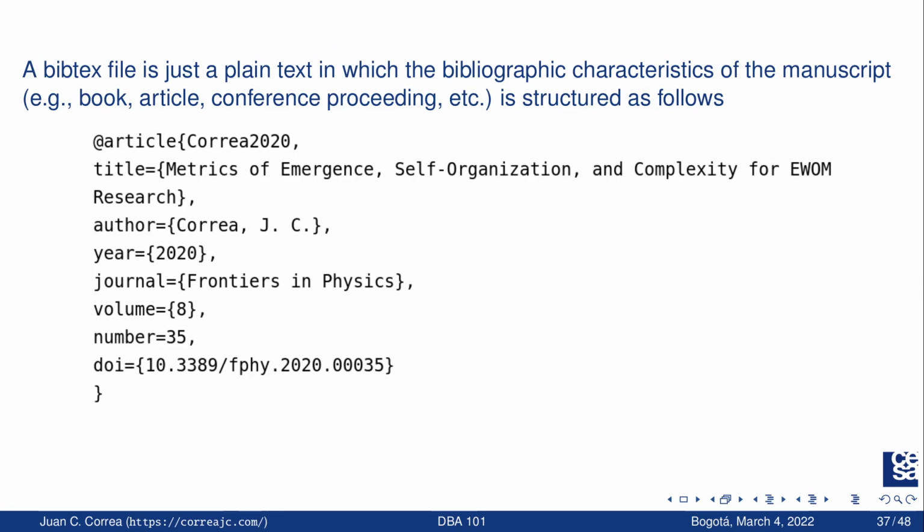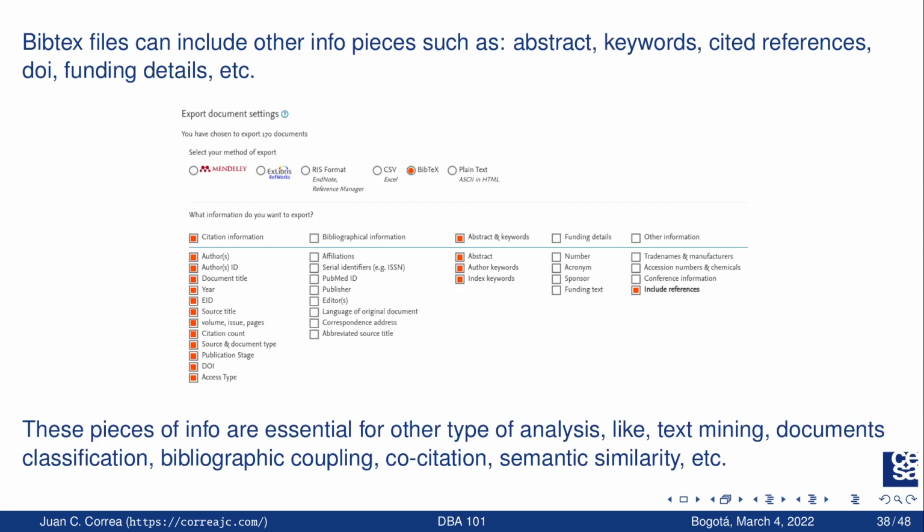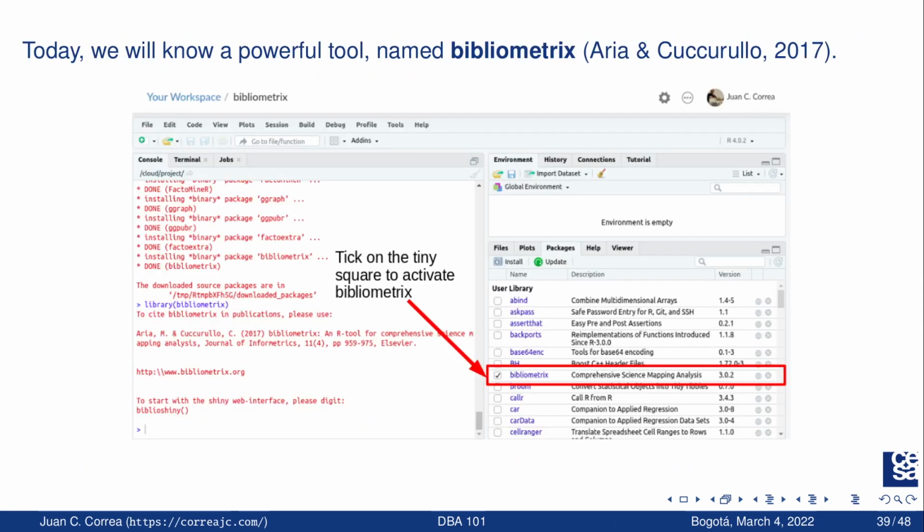As you can see in the first line, we have the type of document, because we have books, articles, conference proceedings, book sections, and so on. Then you have the title, of course, then the author, the year in which the document was published, the journal where it was published, or the publisher, and so on. So by using the BibTeX file, we are now in a position to leverage bibliometrix, as I'm going to show you right away.